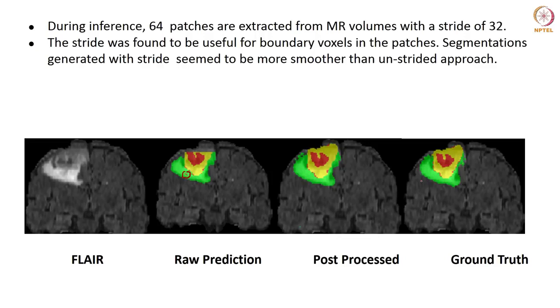And when you are doing these 64 cube patches, the stride at which you sample also seems to help. The overlap, the stride with the overlap, in this case 32, was found to be especially useful for classifying the boundary voxels in the patches. So segmentation with stride seems to be smoother than the unstrided approach. So that's something that we have observed in our experience. So post processing is of course necessary in many cases, depending on how accurate your network is and the amount of false positives that it generates. That's an important aspect of the processing pipeline.